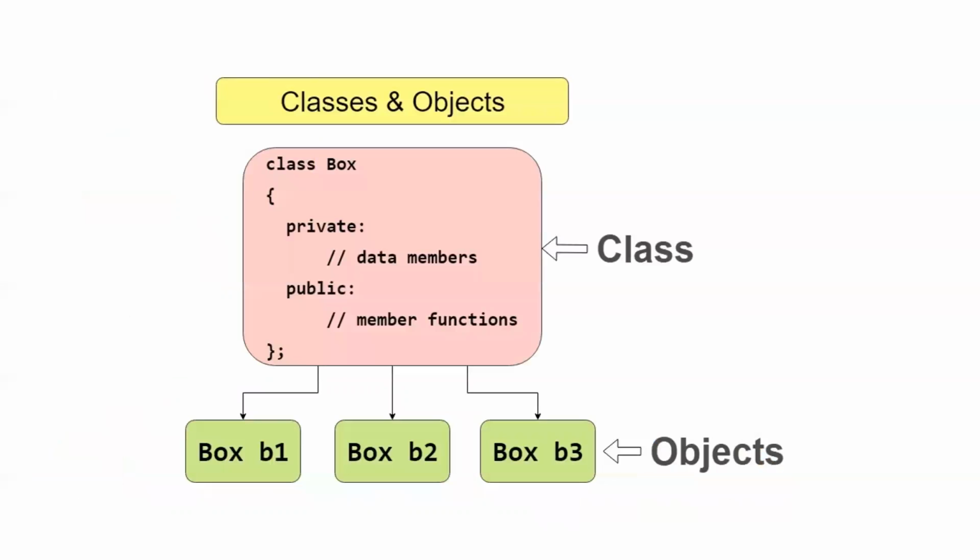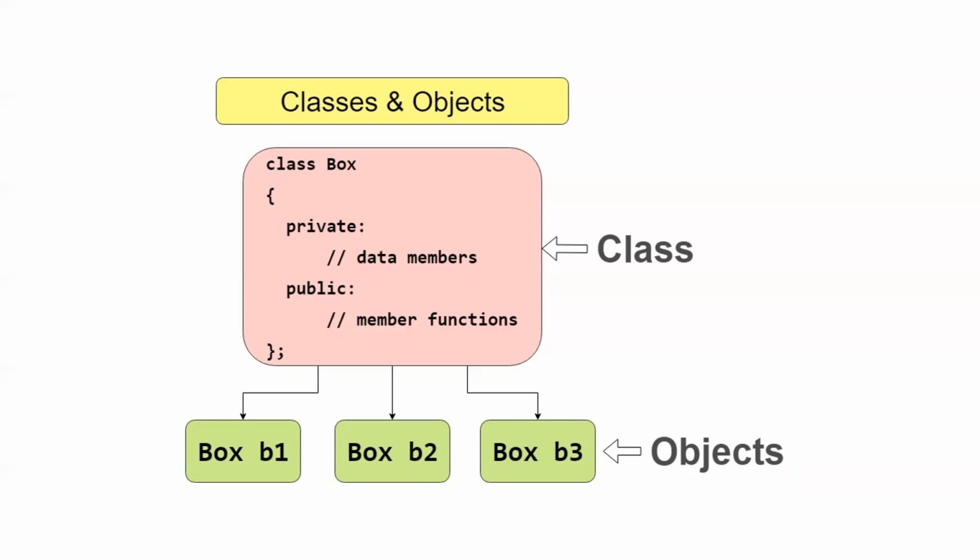Let us see an example here. Class Box. What is the name of the class? Box. Private data members हैं, public member functions हैं. ये पूरा जो pink box है, this is a class. ठीक है? Now of this class, I have created so many objects. B1, B2, B3. Box B1.